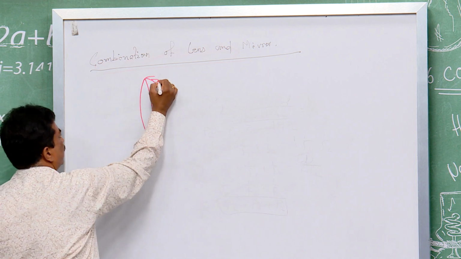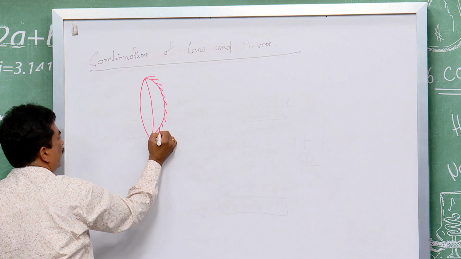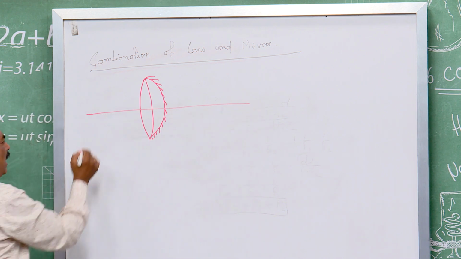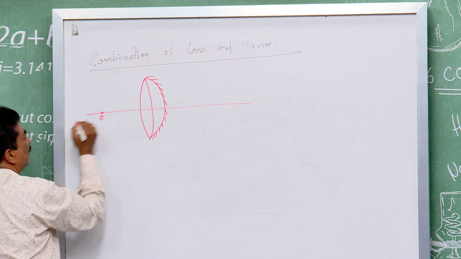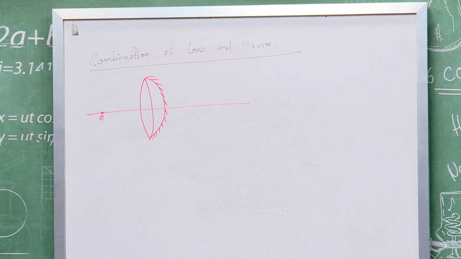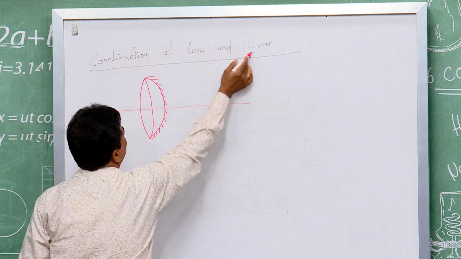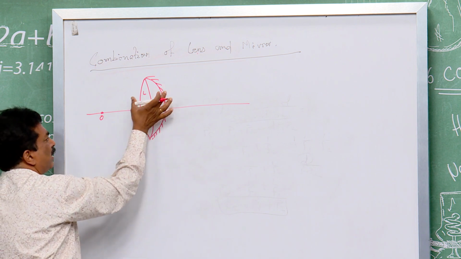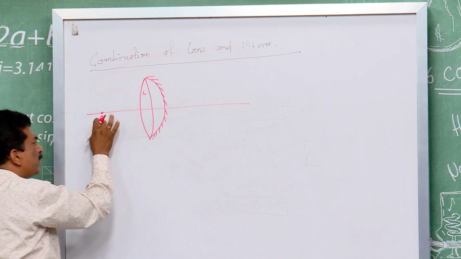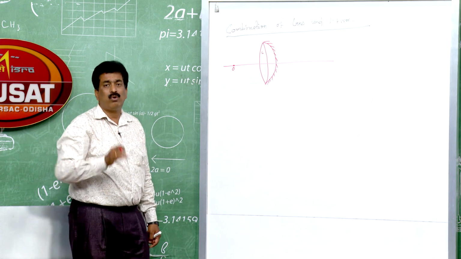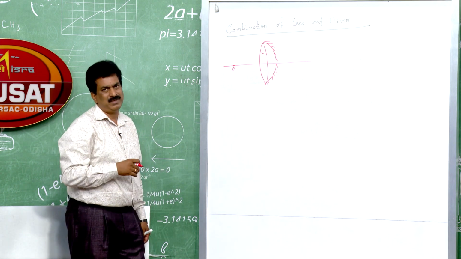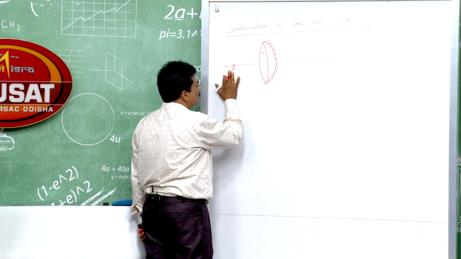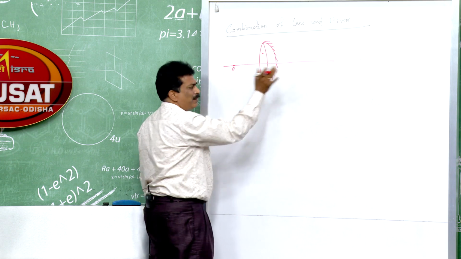So, this mirror is silvered on one side. If this is the optical axis, an object is taken here, suppose the object is O. The question is, if this is the lens and this is the mirror, and they are in combination, if the object is at O, then where will the image be formed? So, students, first think: if this is the lens and the object is here, how will that image be formed?